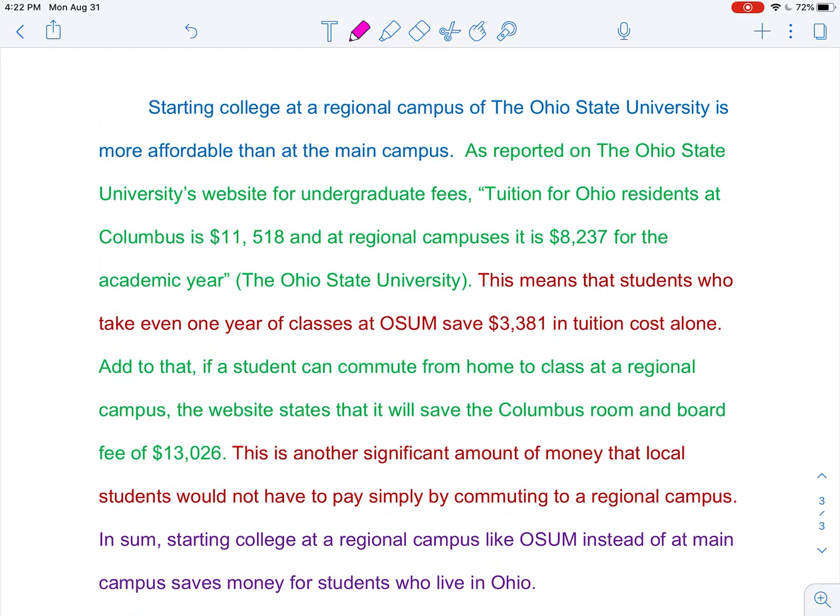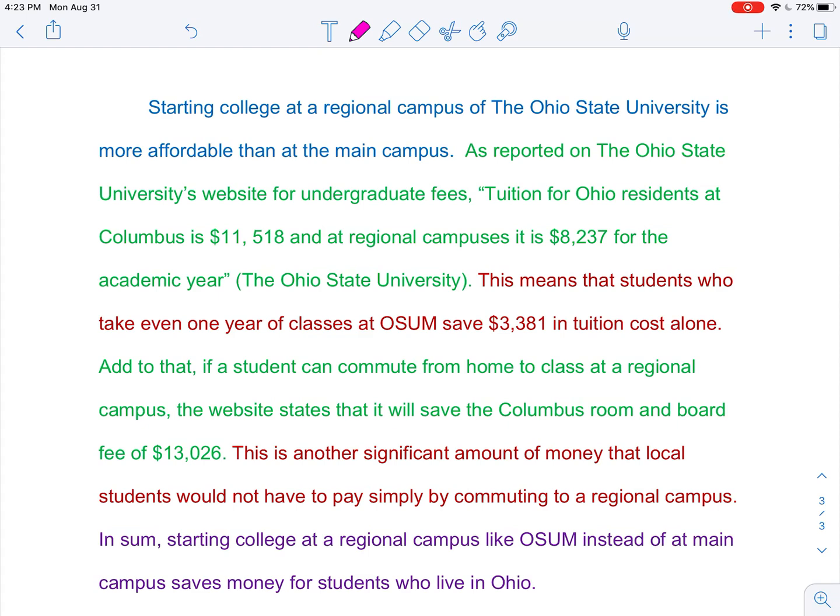So you can see here that after I talked about tuition cost, I said, add to that, if a student can commute from home to class at a regional campus, the website states that it will save the Columbus room and board fee of $13,026. This is another significant amount of money that local students would not have to pay simply by commuting to a regional campus. So then I have my conclusion again.